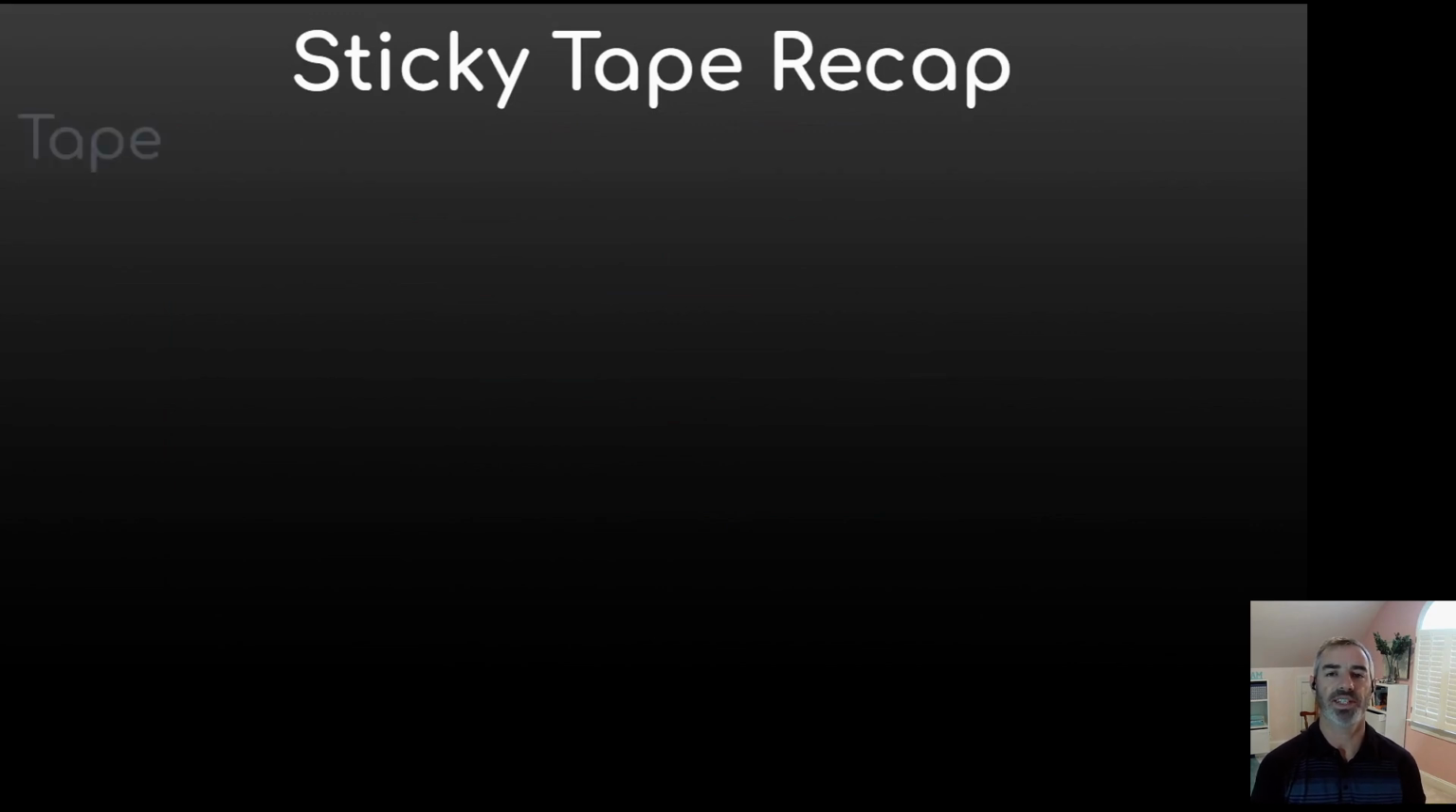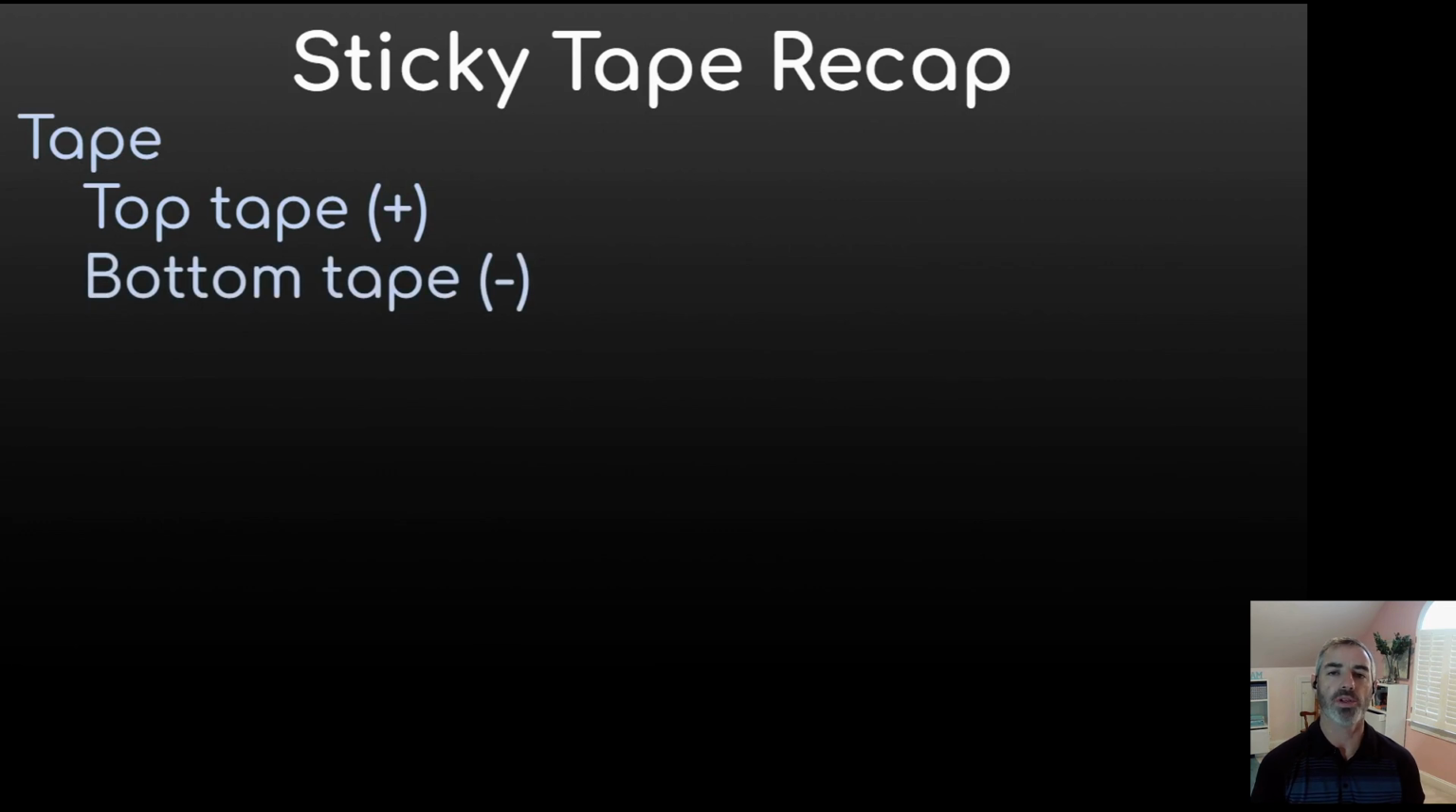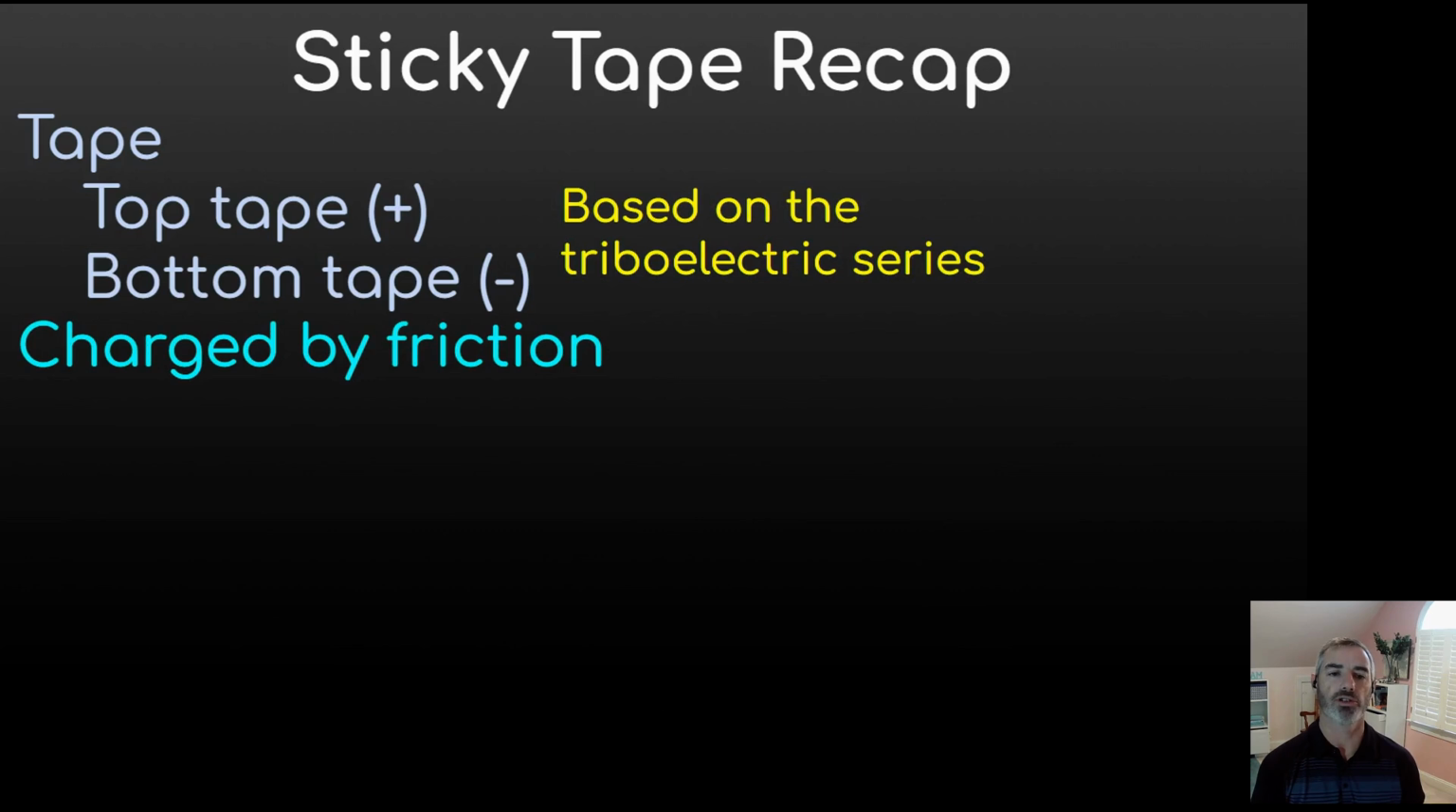So with the pieces of tape, we know that they were charged when they're ripped apart, and the top tape became positively charged and the bottom became negatively charged. And that was charging by friction. And the tapes became charged based on the triboelectric series, where the top piece of tape, the sticky side, is further up than the top part of the bottom tape, which is further down on that triboelectric series, causing it to become more negative.